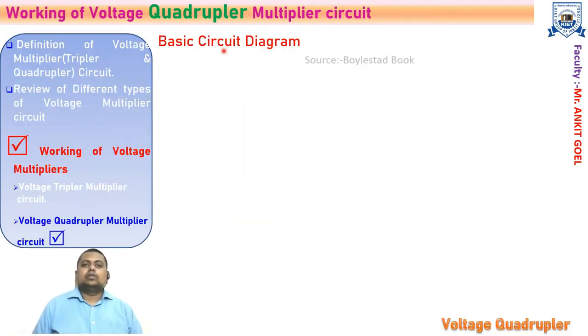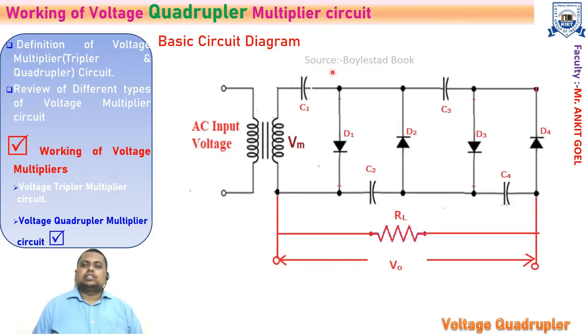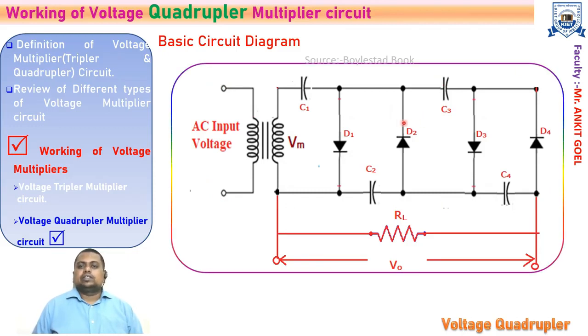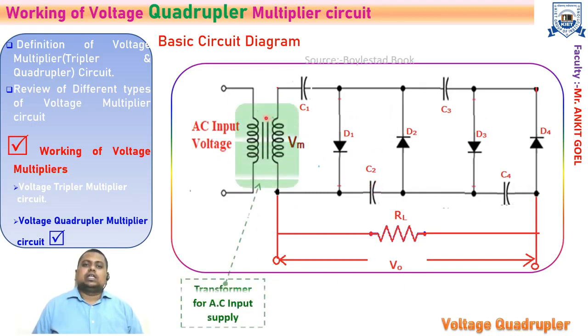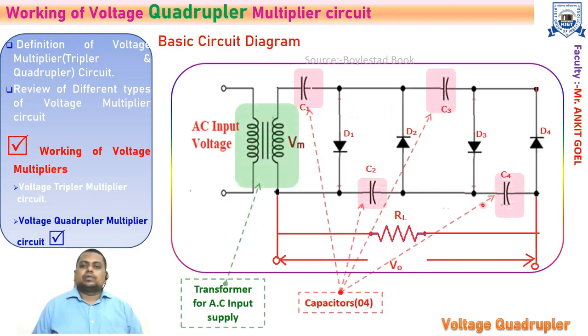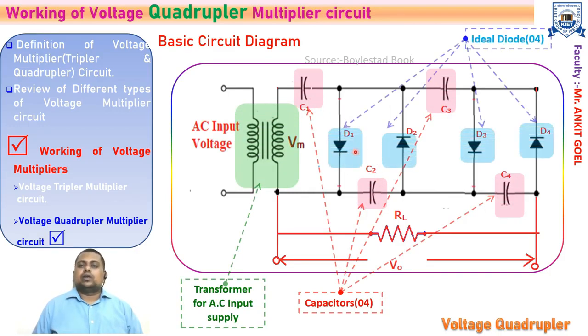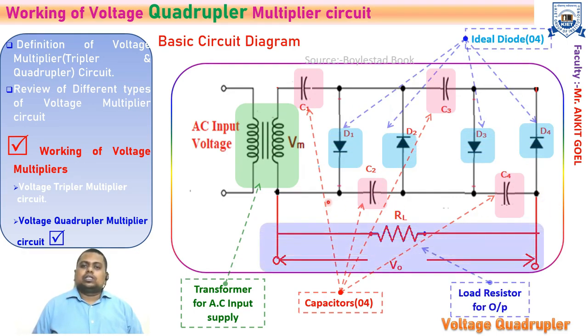So before discussing the output of the quadrupler, let's revise the circuit diagram for the voltage quadrupler circuit. This is the same circuit diagram which we have analyzed in the previous slides. The only difference is that in the case of the voltage quadrupler, you will take the output across the capacitors C2 and C4 as shown in this figure. So in this voltage quadrupler circuit, this is the AC transformer. These are the four capacitors with high time constants, and these are the four diodes, D1, D2, D3 and D4, which are ideal in nature. So we will take the output across the capacitors C2 and C4. This is how the output is highlighted.